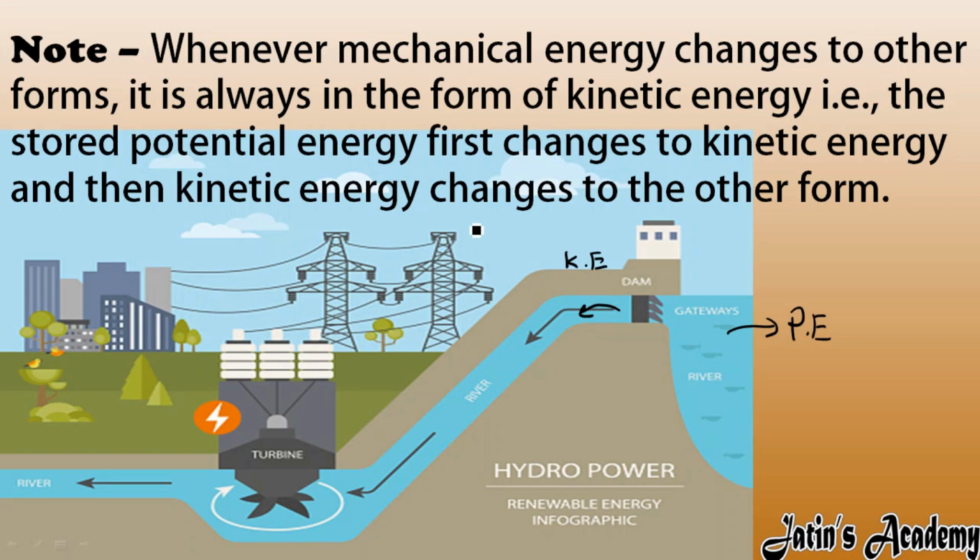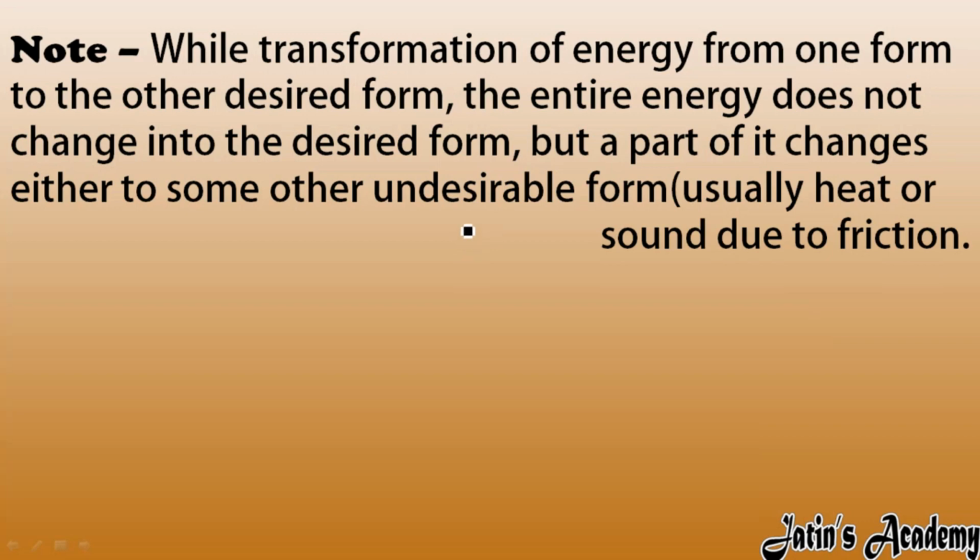Clear? Next note point we have: while transformation of energy from one form to another desired form, the entire energy does not change into the desired form. Means when one form of energy is converted into another desired form, all 100% of the energy transformation will not take place. Why? Because some part of energy, that is undesirable energy, is also produced, in the form of heat, friction, sound, etc.